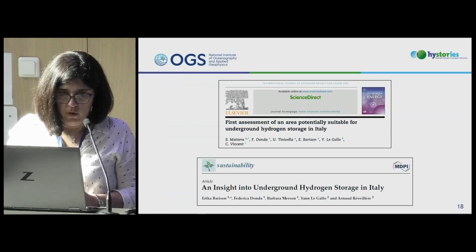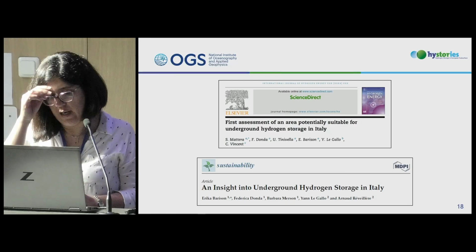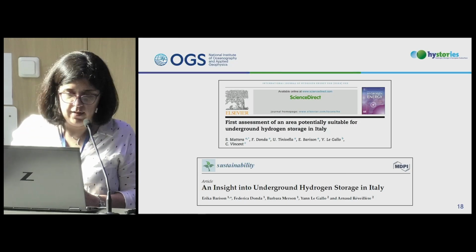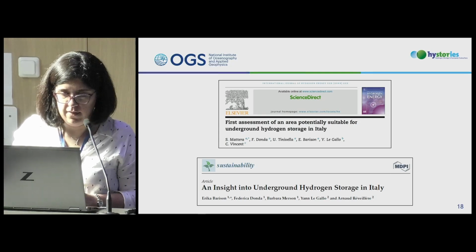Here, the 2 papers we published. The first one is on the Treviso area, the detailed area, and then the other one is on the general insight into underground storage in Italy.